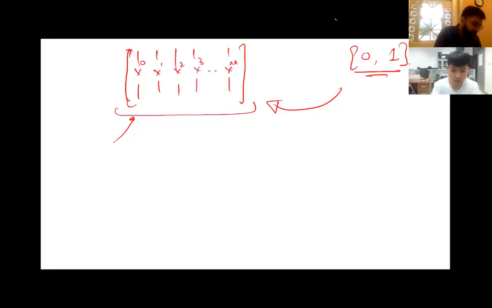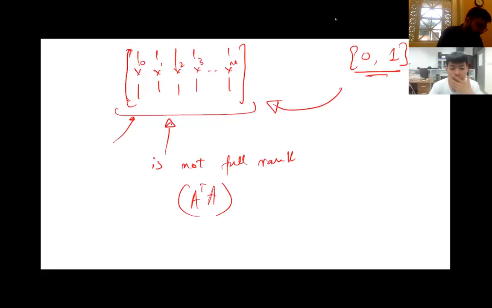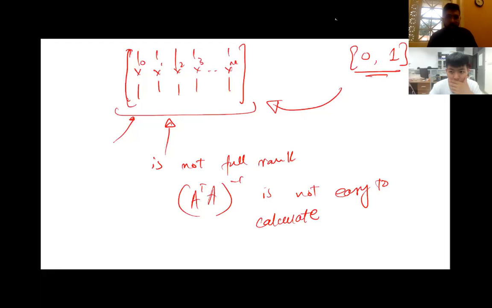So this is one of the issues: this is not full rank, and as a result, A transpose A inverse is not easy to calculate. So that's one of the reasons why we had these issues yesterday.